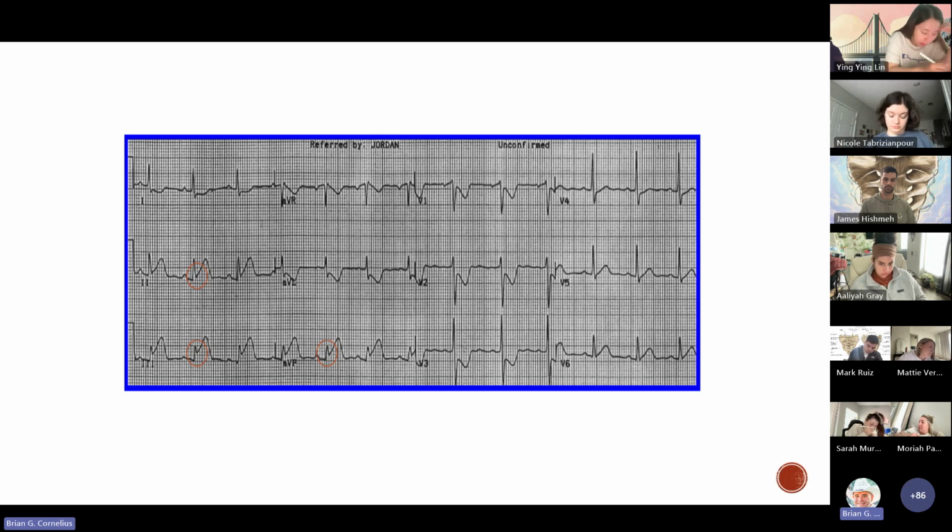So if you look, I'm seeing ST depression here, I'm seeing ST depression here, and then in a lot of my septal and anterior leads, I have ST depression. That may be that reciprocal change I was talking about that shows us what's going on on the other side of the heart.